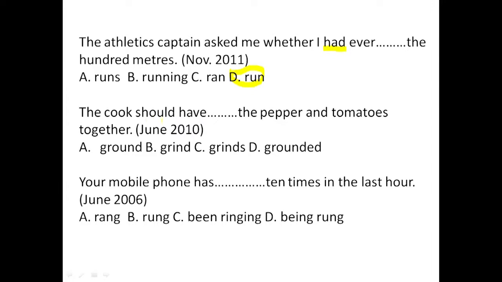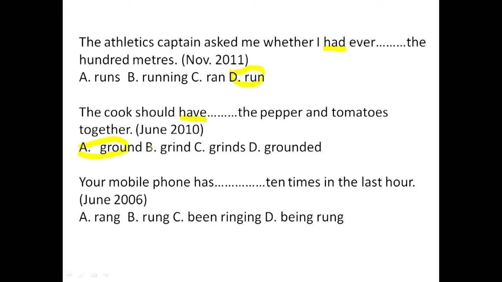The cook should have ground the pepper and tomatoes together. June 2010. Again, we are being tested on the past participle form of the verb grind. The past tense of grind is ground, and the past participle form is also ground. Because we have have here, when we use have, has or had, we must go for the past participle form. So of course, A is the correct answer.